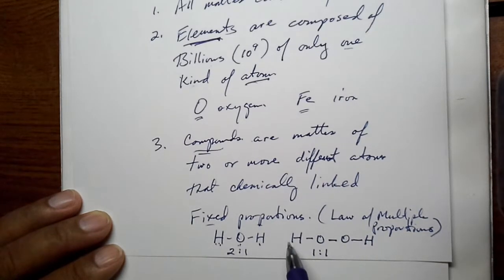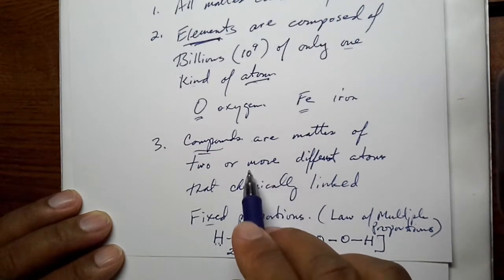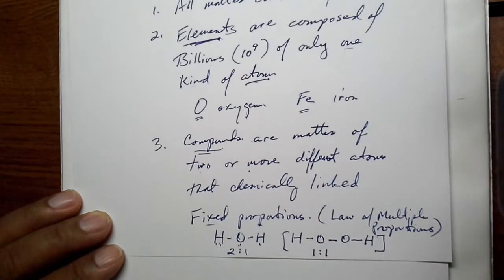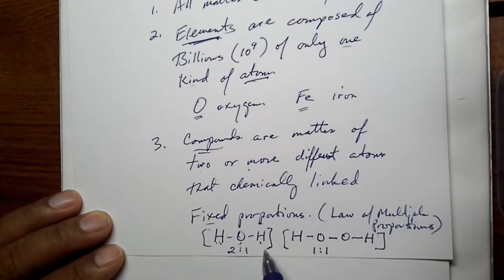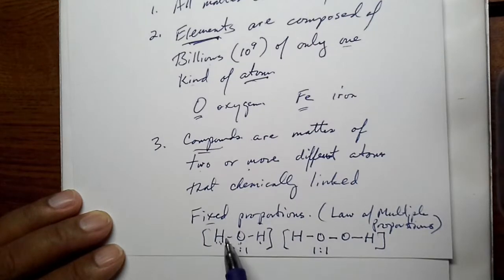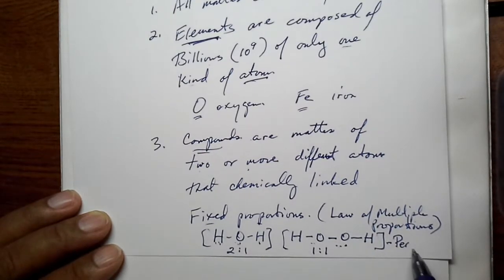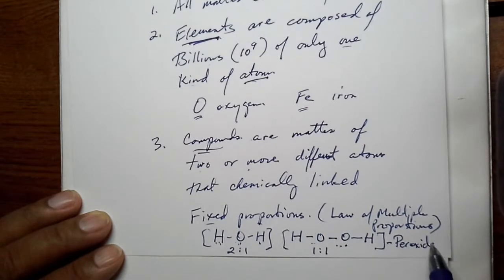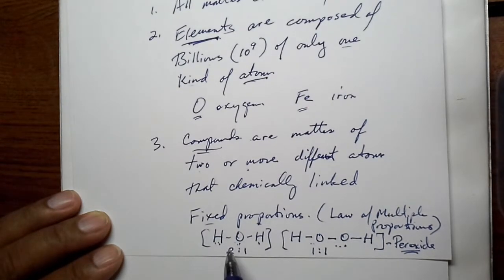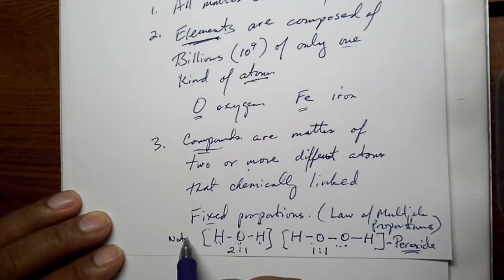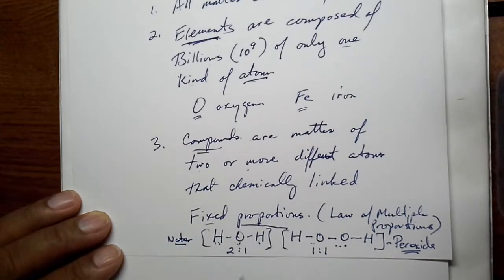This compound, remember, 2 or more different atoms, and this compound are completely different. One you know is water. Do you know what this is? The Lewis structure is not exactly correct, but this is peroxide, and that's distinctly different from water, and the difference is simply in the proportions.